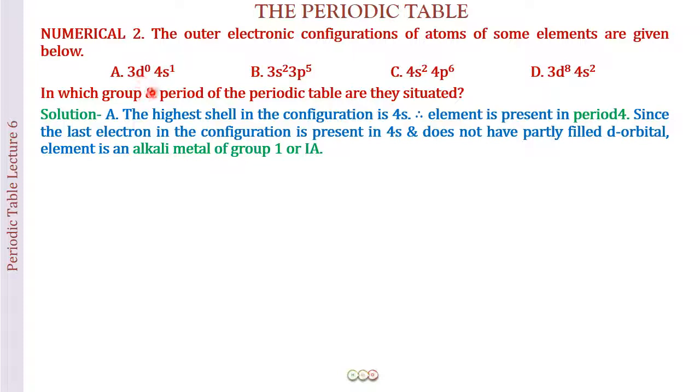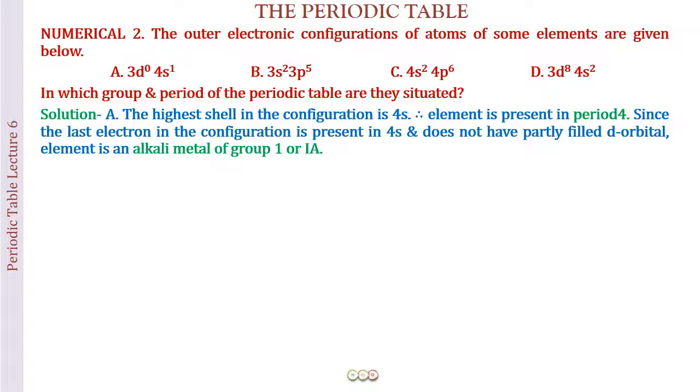So this means that the electrons are being filled into the 4s orbital, right? The highest shell we have is 4, so the period for this element is going to be 4. It is an s block element, because the last electron enters into the s orbital, and there is only one electron in the valence shell. So this is group 1, that is the alkali metals, and according to Mendeleev, this is going to be group 1A.